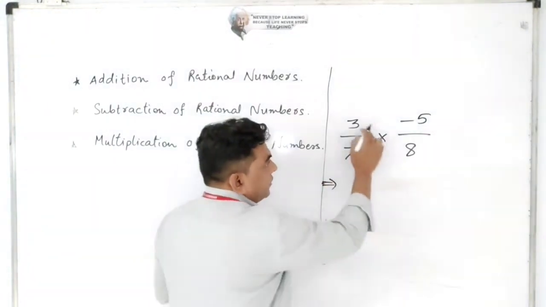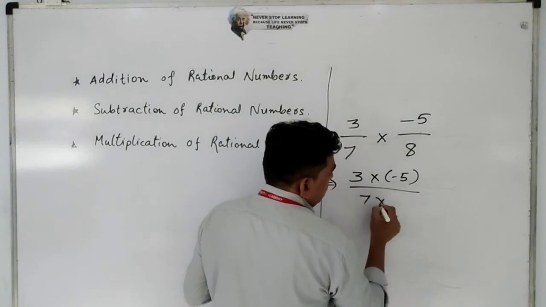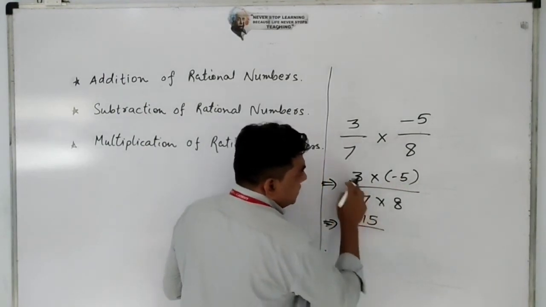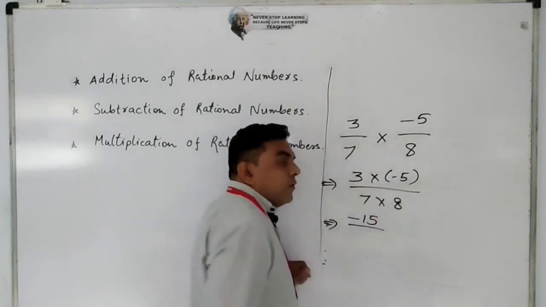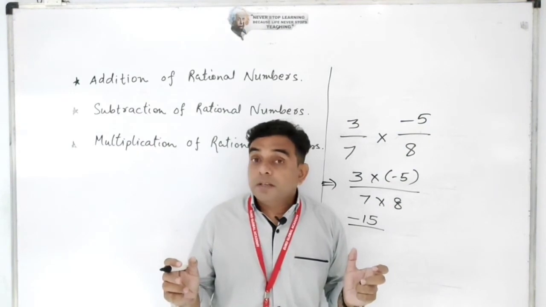I'm going to write here 3 5s are 15. It is minus 15, students. You can just see here, it is the plus, it is the minus. Whenever unequal signs are multiplied with each other, students, the answer will be negative.